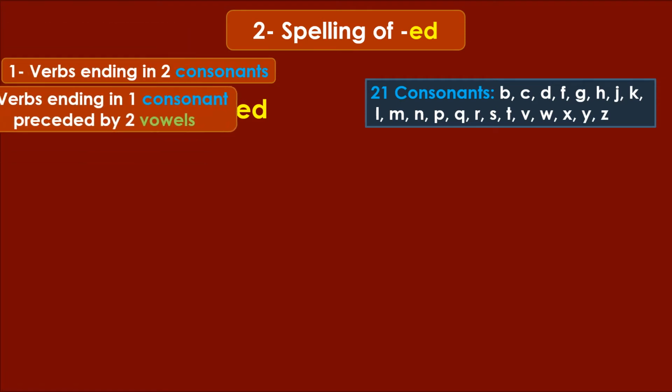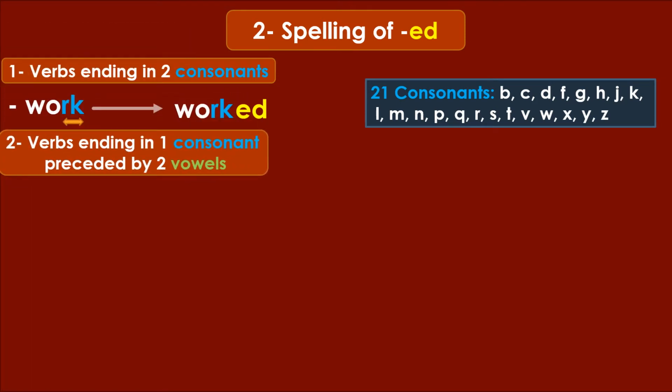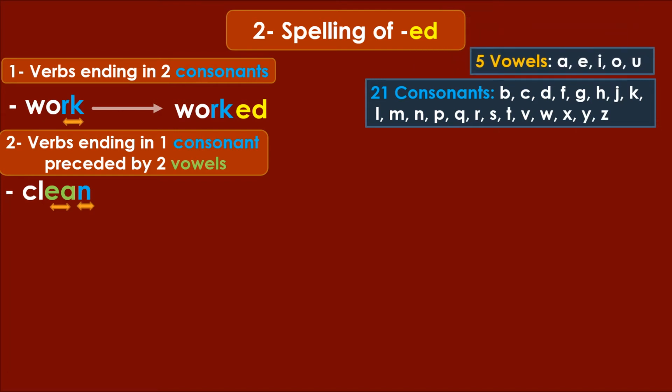Let's move to case number two. Verbs ending in one consonant preceded by two vowels, like the verb clean. Clean ends in one consonant, the N, preceded by two vowels, and by the way, these are the five vowel letters. So we simply add ed at the end of the verb. It's exactly like number one. So number one and two are the same.